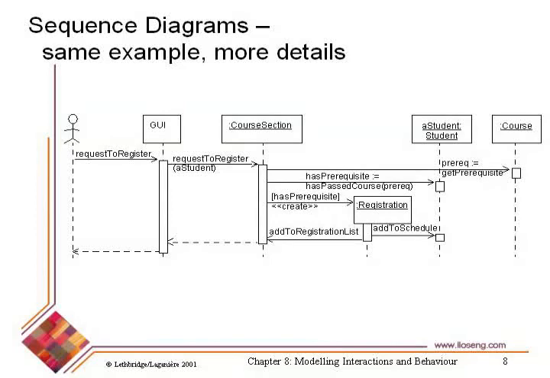So at the top it says prereq colon equals get prerequisite. Notice colon equals is the assignment. It's not equals, it's not actual Java, it's UML. So we're getting the prerequisites, we're then finding out if we have the prerequisites, and if we have, we're creating the registration and adding it and so on. So the main pieces of notation to pay attention to here are the assignment to the result of a message and the condition.